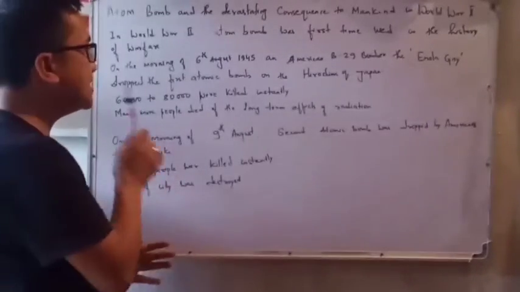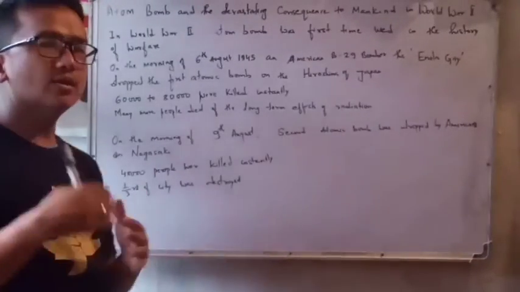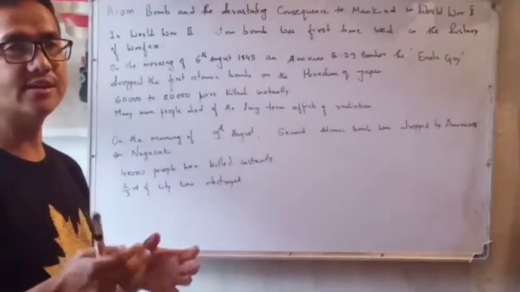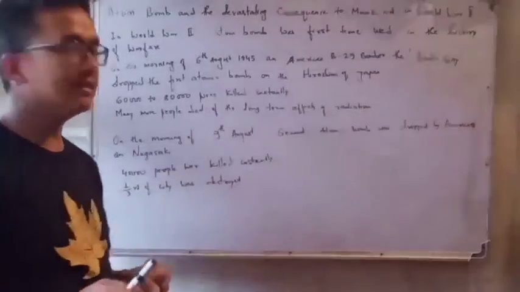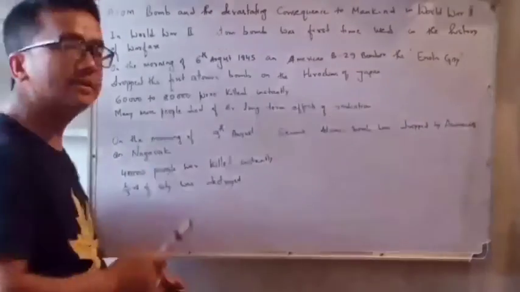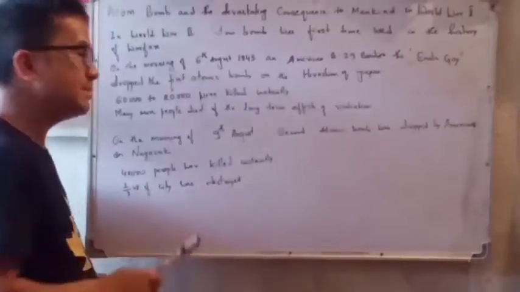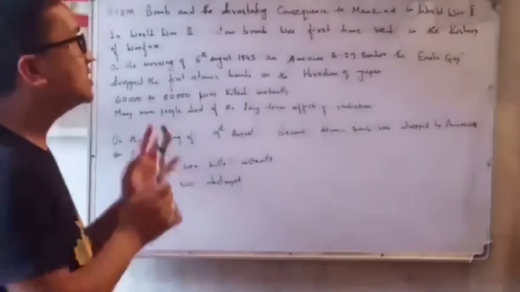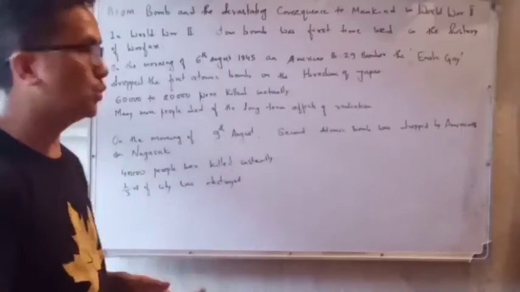During this time, 60,000 to 80,000 people were killed instantly, and not only that, many more people died of the long-term effect of radiation produced due to the atom bomb. And the second thing is, on the morning of 9th August, a second atomic bomb was dropped by America. It was dropped on Nagasaki city of Japan. During this time also, 40,000 people were killed instantly, and 1/3 of the city was destroyed. This was the devastating effect of the atom bomb during World War II.